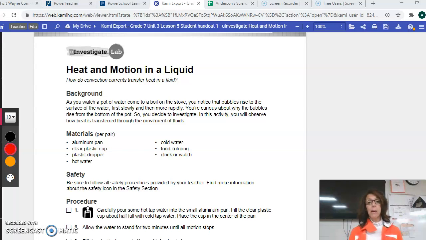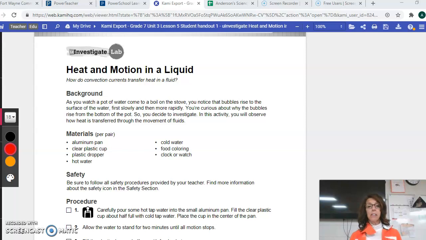Background: as you watch a pot of water come to boil on the stove, you notice that bubbles rise to the surface of the water, first slowly and then more rapidly. You're curious about why the bubbles rise from the bottom of the pot, so you decide to investigate. You will observe how heat is transferred through the movement of liquids.